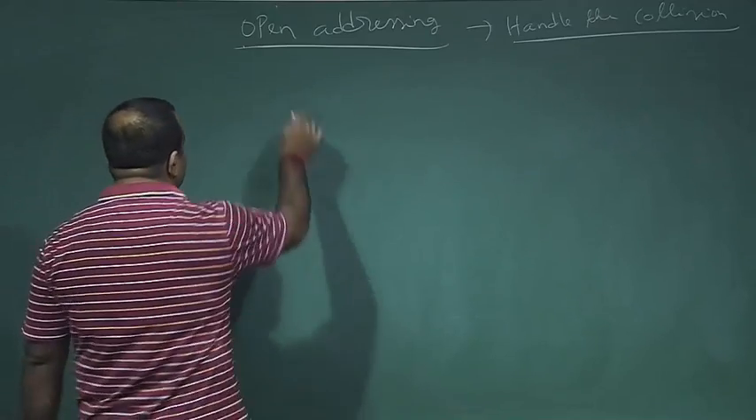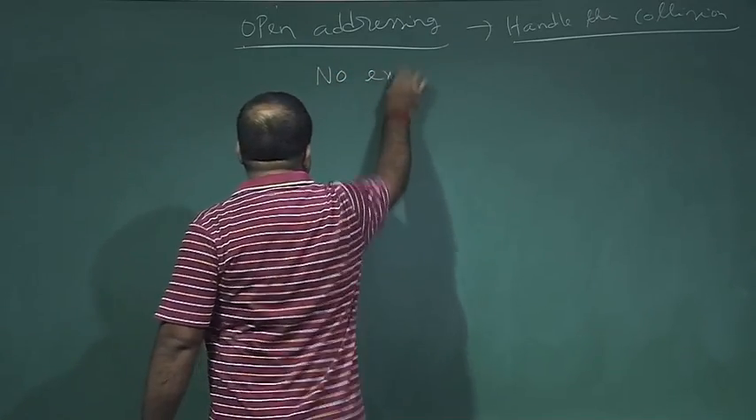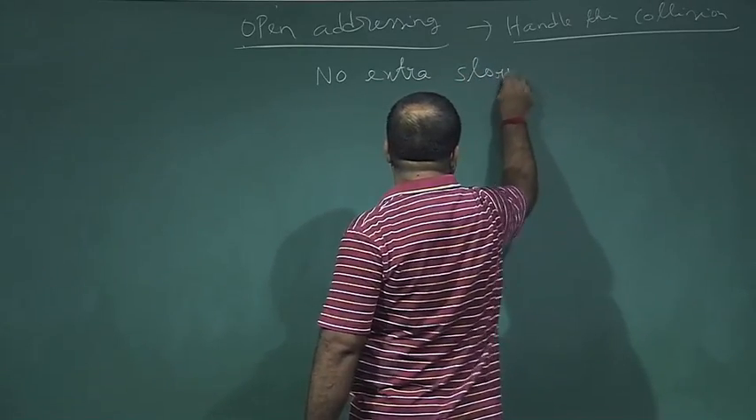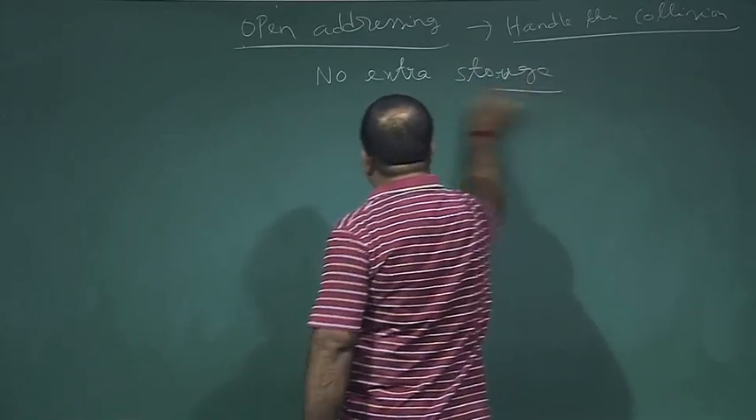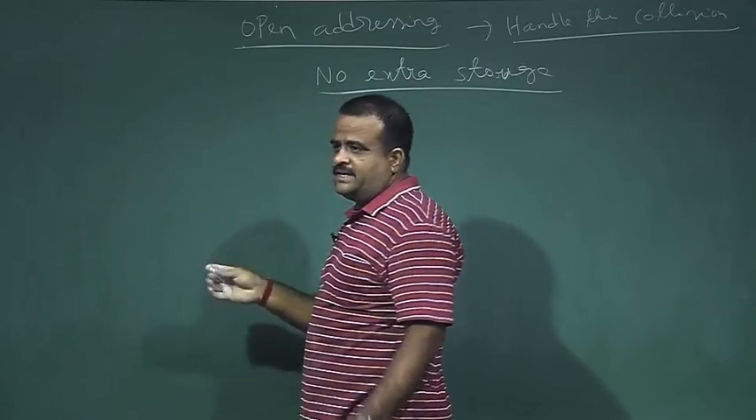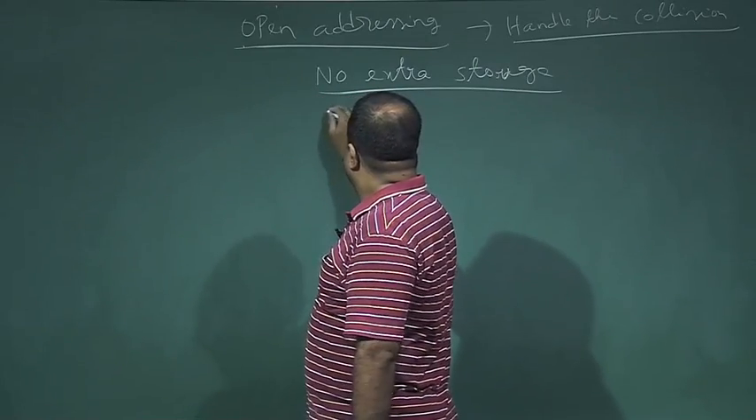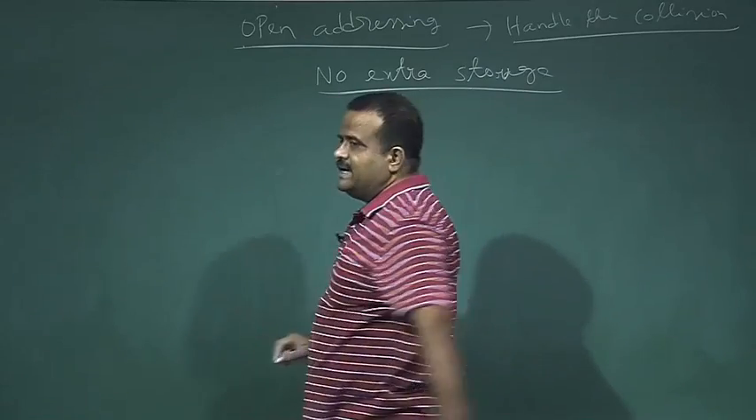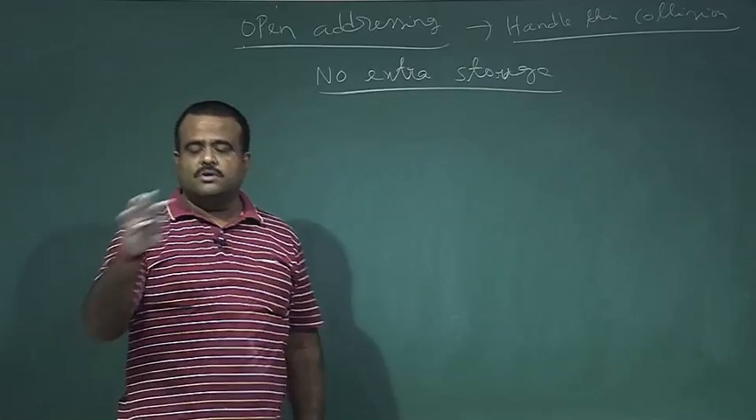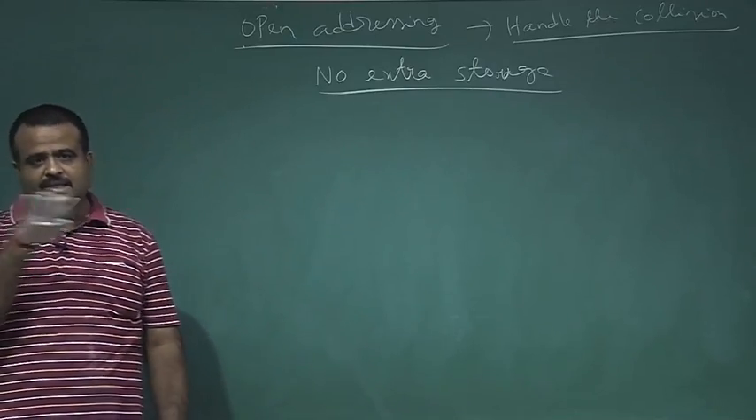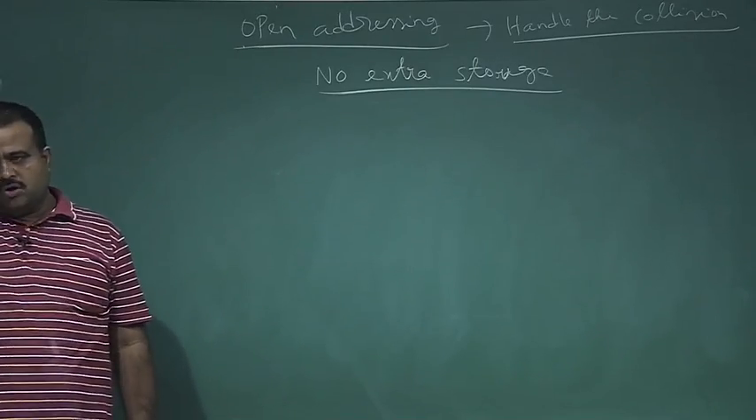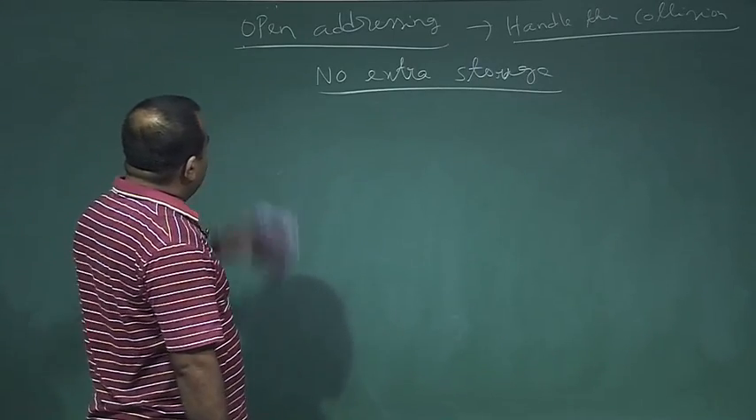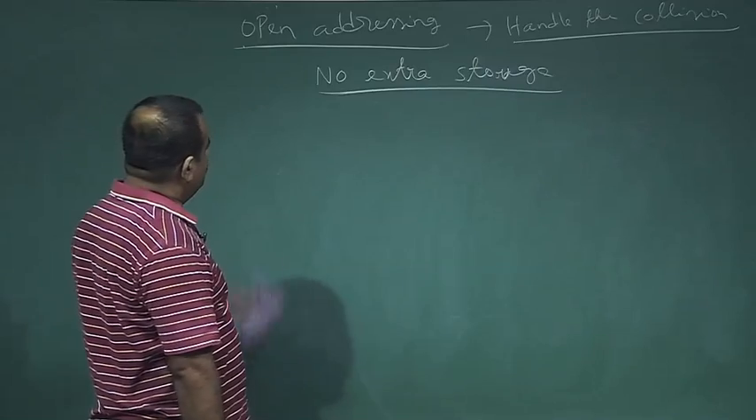Suppose we have no extra memory, no extra storage. So, everything we need to do inside the table. How can we handle that? We are not allowing to make the chain, we are not allowing a linked list outside the table. Everything we need to do in the table. That is addressed by open addressing. So, that is called the open addressing method.